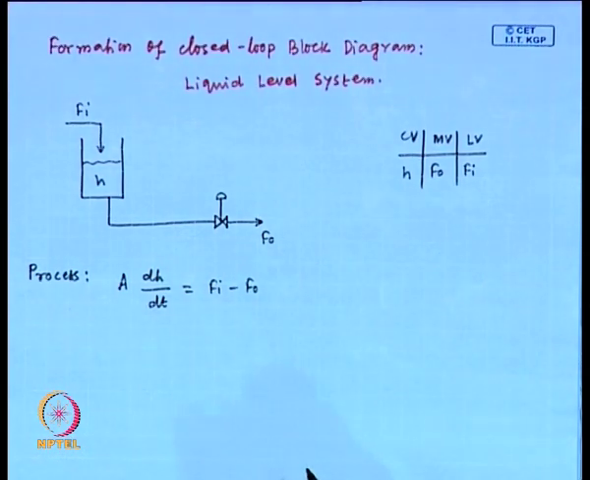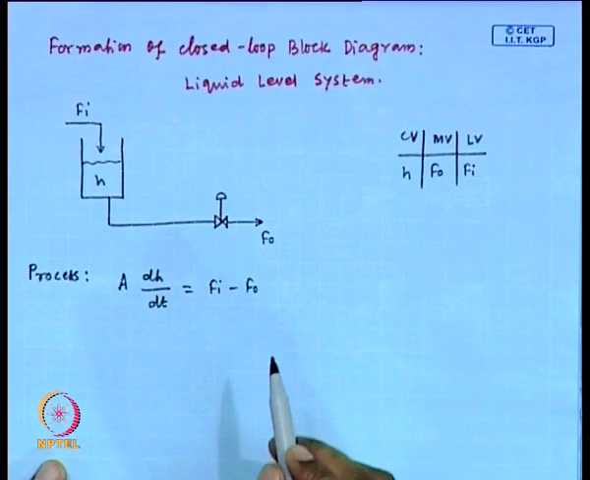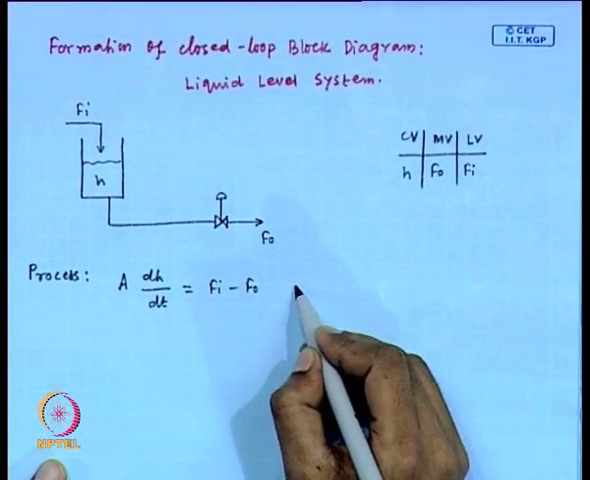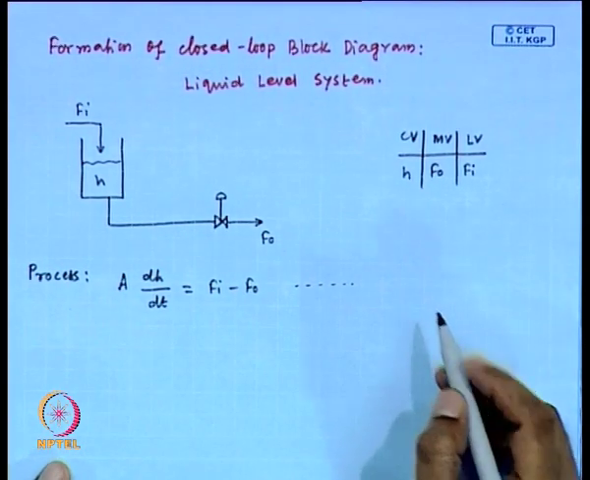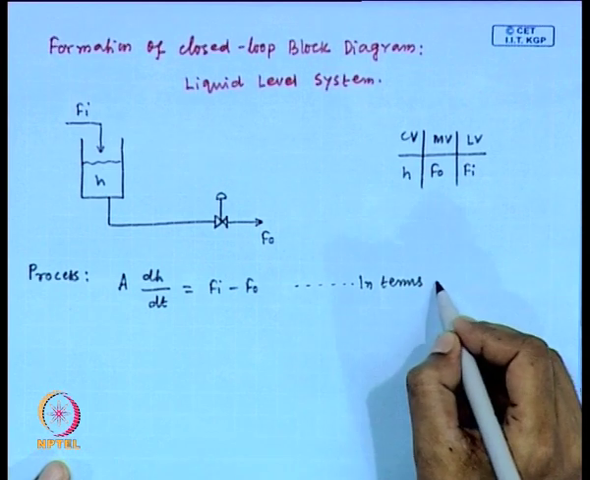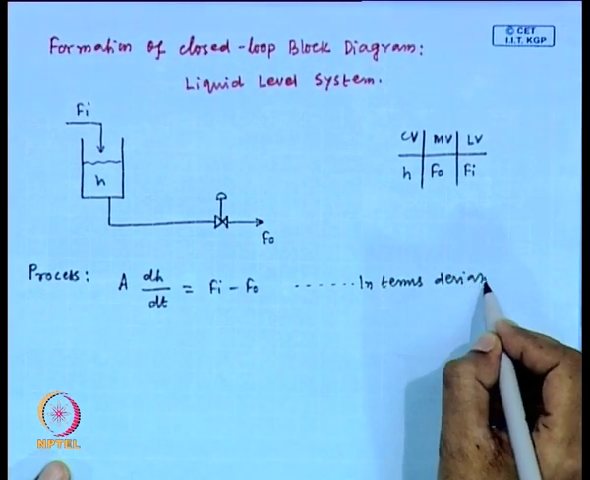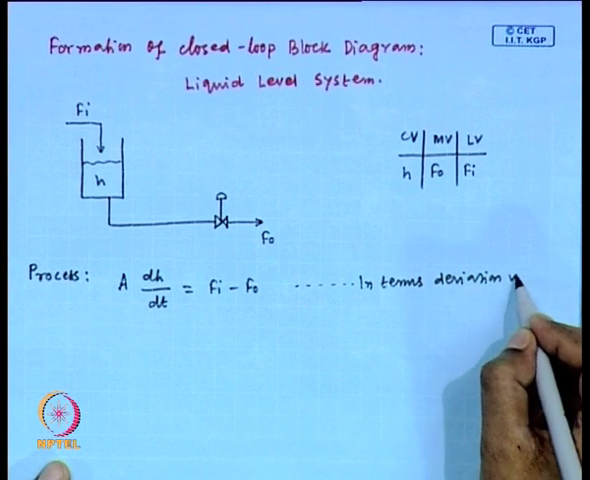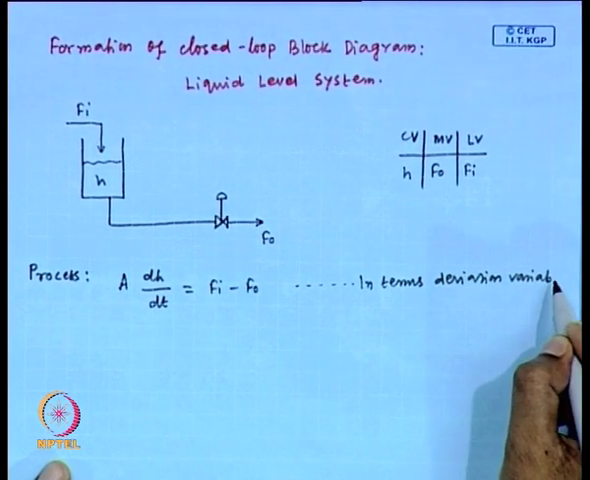Now, here we are not using prime superscript to represent the deviation variable. I mean, H, Fi, F naught, these are deviation variables. So, this equation is written in terms of deviation variables. We are not representing prime superscripts.